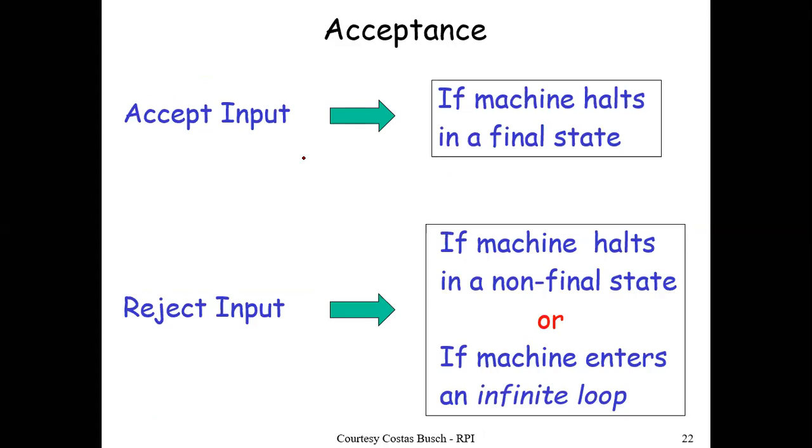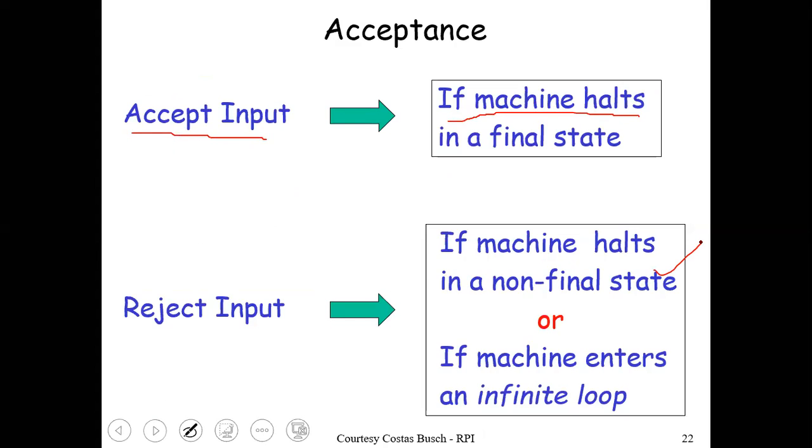Acceptance criteria for the Turing machine. Accept the input: if the machine halts and it halts in the final state, it means the input is accepted. The rejection criteria of a Turing machine are two. Number one, if the machine halts in a non-final state, that will be rejected.